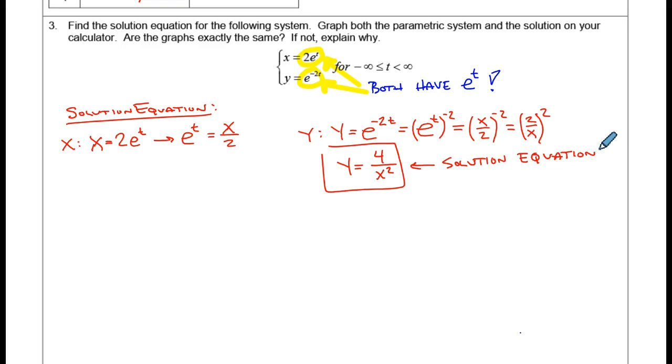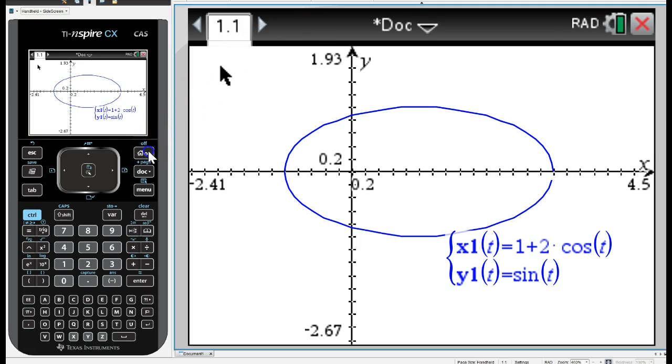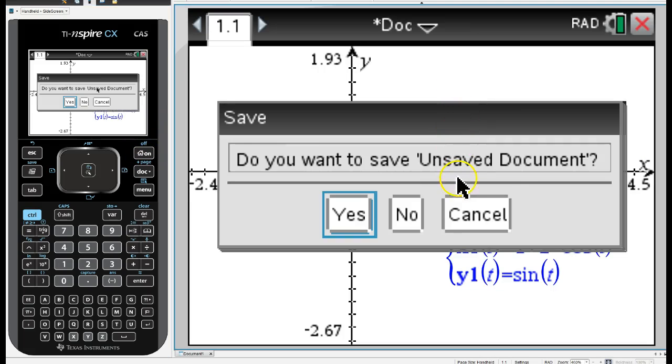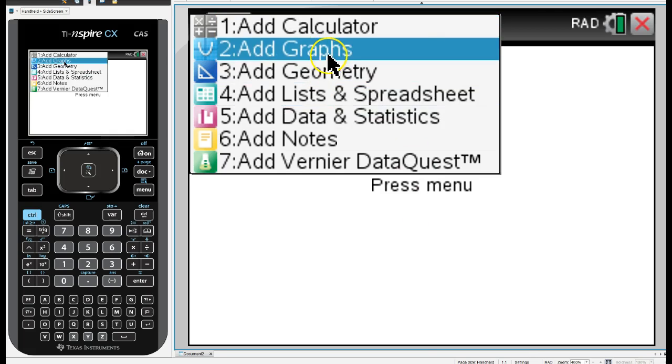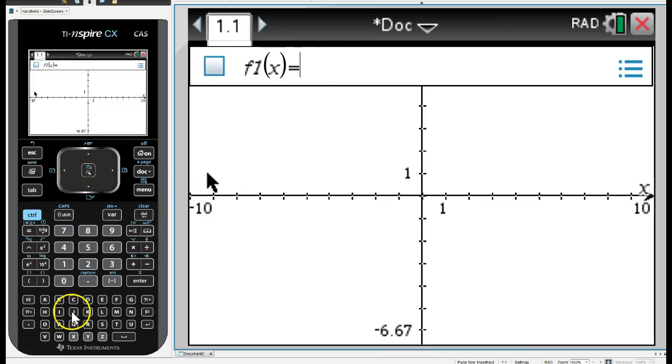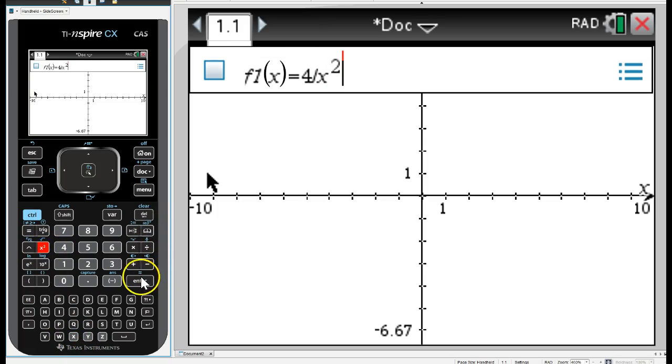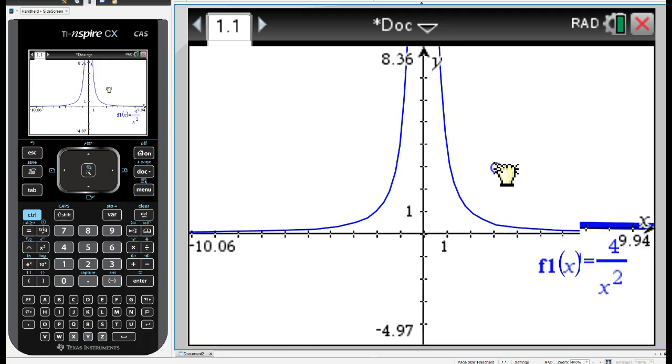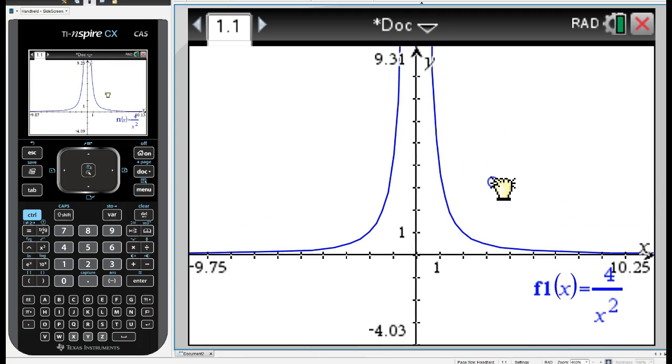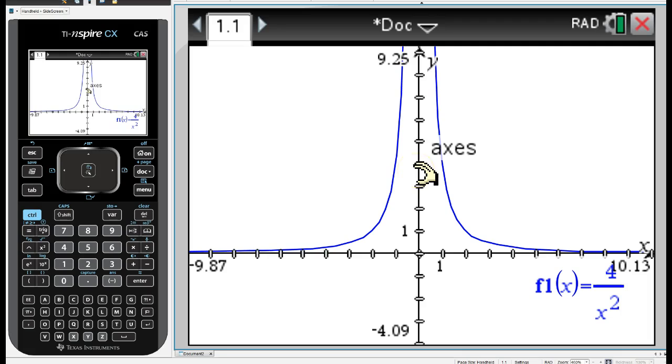Okay, so let's go ahead and graph that on my TI Inspire. I'm going to graph the function 4 divided by the quantity x squared. And I get that. Hey, that's a pretty cool graph. Okay, there you have it. That is 4 divided by x squared. And let's see what we were asked to do next.